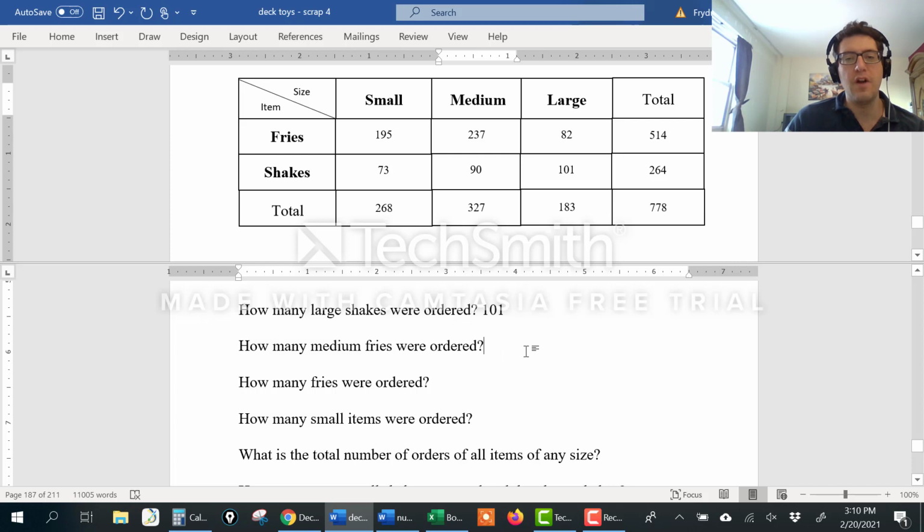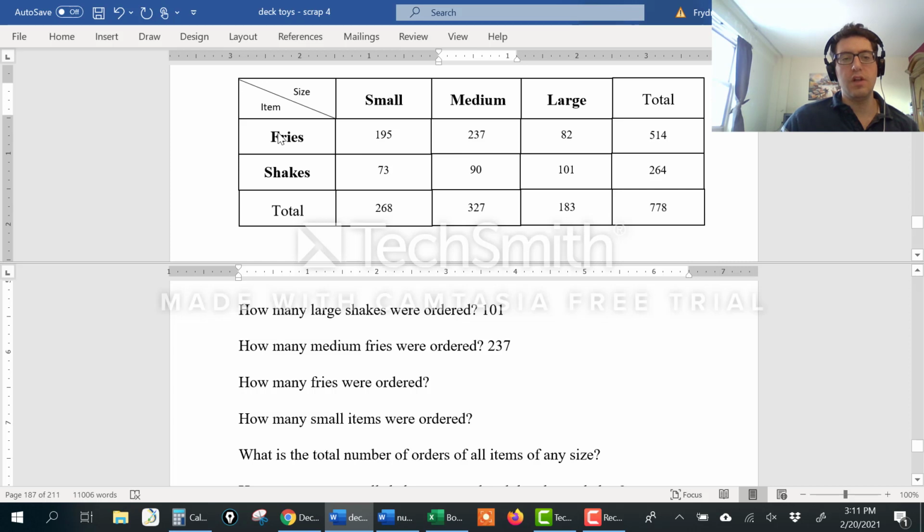How many medium fries were ordered? Well, we see medium here, we see fries over here, and where do they meet? They meet at this number, 237. So 237 medium fries were ordered. Okay, next question, pretty simple. How many fries were ordered? This question is not asking us how many small fries or medium fries or large fries. It just says how many fries. So we're talking about all of the fries, regardless of whether they were small, medium, or large. So we want the total number of fries.